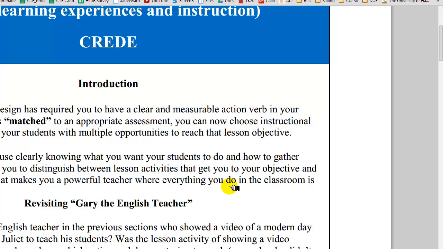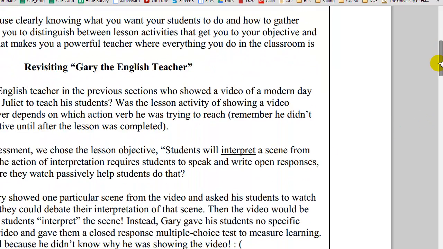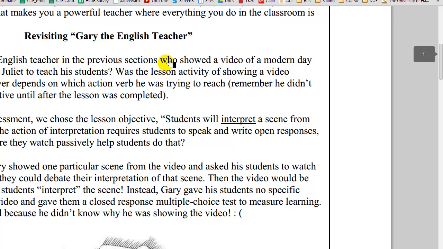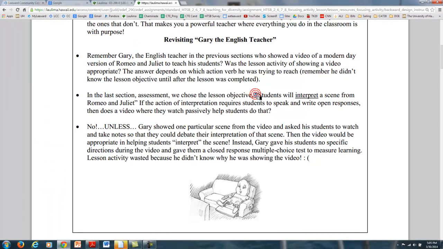You can't do that if you don't know the lesson objective, and that's why it's so important to do that first. So let's revisit Gary. Gary was the person who was showing the video for Romeo and Juliet. If we take the lesson objective, students will interpret a scene from Romeo and Juliet, then we think about the action of interpretation, which requires students to speak and write open responses.